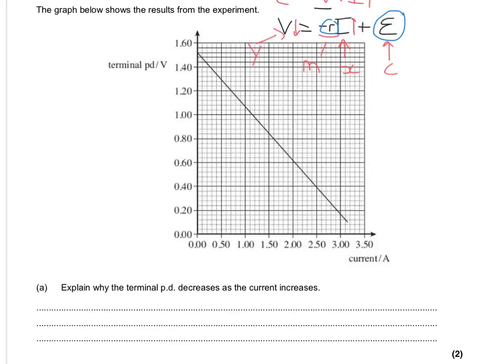Essentially, as I gets bigger, this whole term IR gets bigger. And because EMF's constant, V is going to end up being smaller. So you get a smaller terminal potential difference. And the reason is you increase the loss across the internal resistance at higher currents. And that's the reason why that occurs.